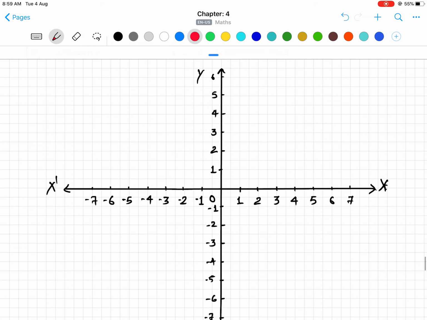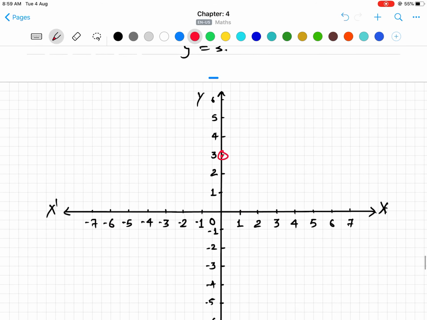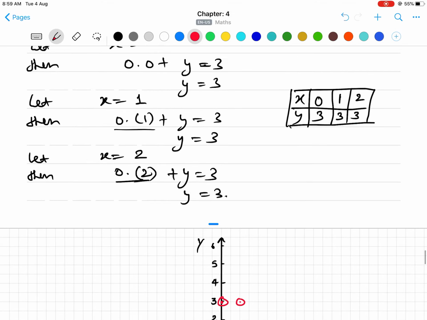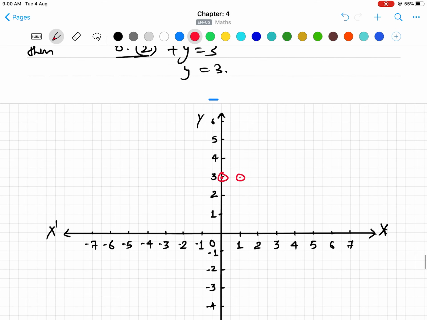First point that we have, x is 0 and y is 3. So that will be here. Next we have x1 and y3. So x1 is here, y3 will be here. Then we have x2 and y3. x2 is here, y3, that means this point will be here.